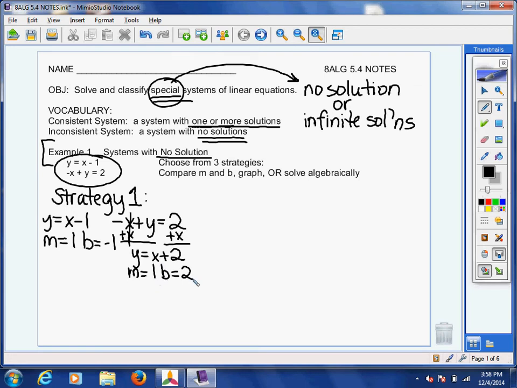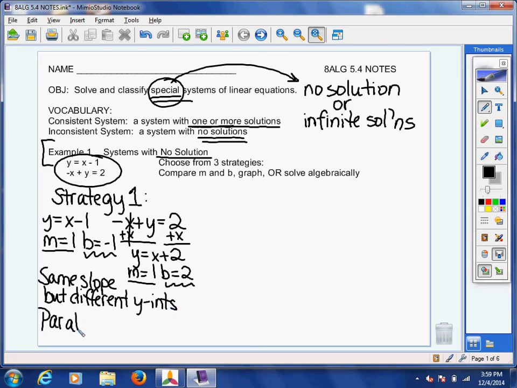Now, think with me just a second. We have the same slope, but different y-intercepts. What kinds of lines have the same slope but different y-intercepts? Let me write that out as you're thinking: same slope, but different y-intercept. Do you remember what kind of lines those are? If you were thinking parallel, you're exactly right.